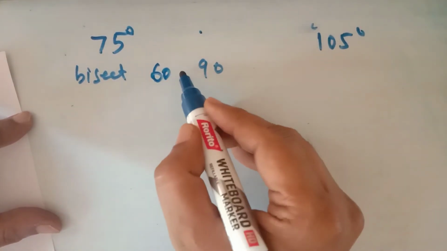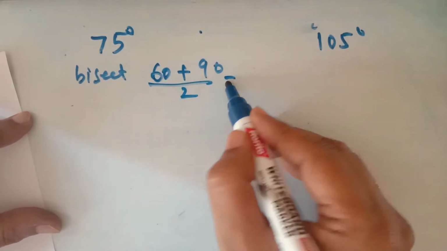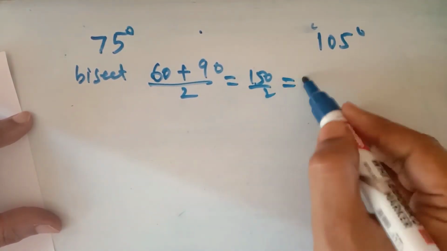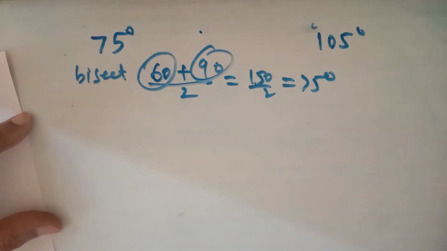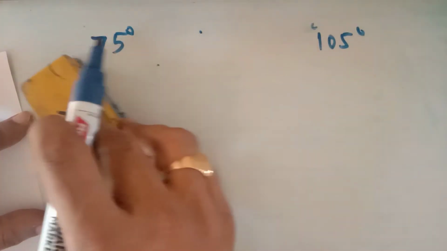When you bisect it, you add and divide by 2, you are getting 150 upon 2, that is 75. Means you have to bisect the angle 60 and 90. So to draw an angle of 75, you have to draw the angles of 90 and 60.